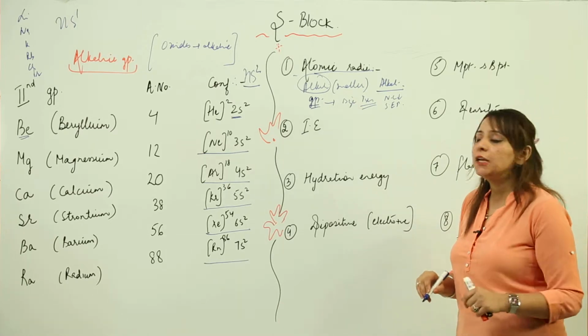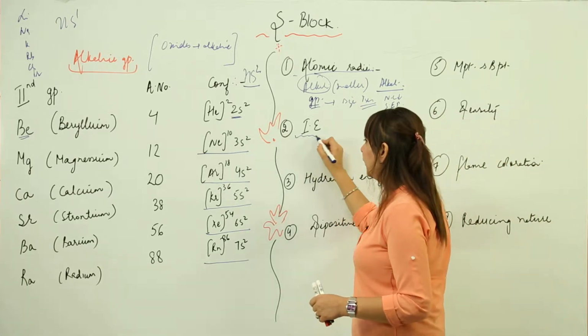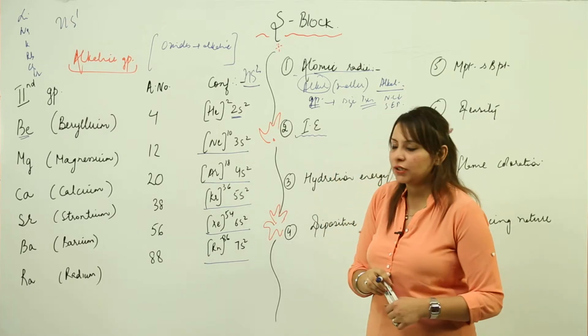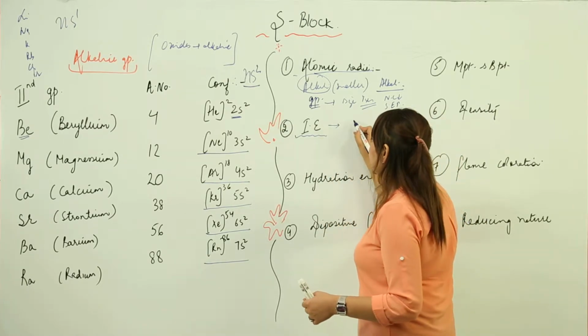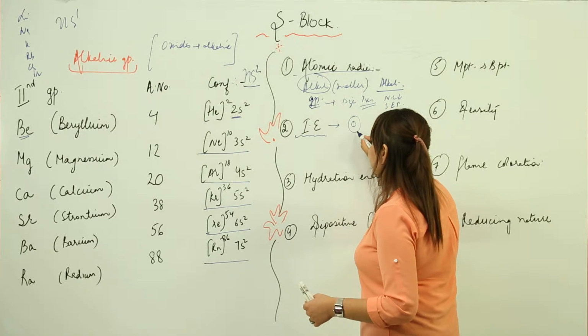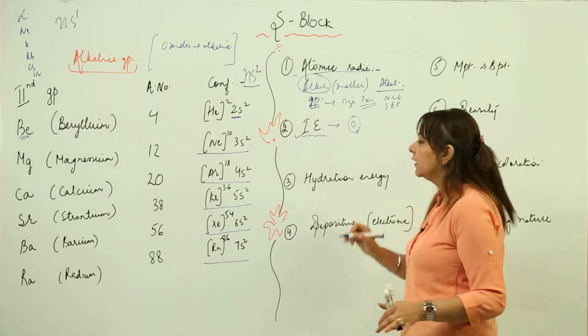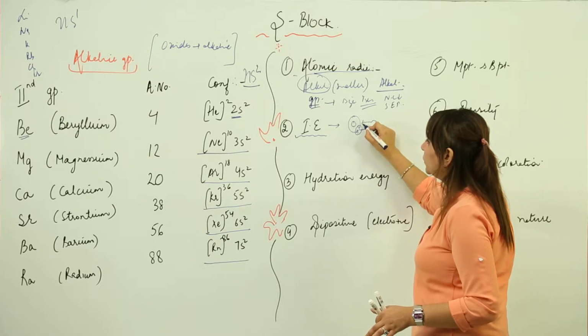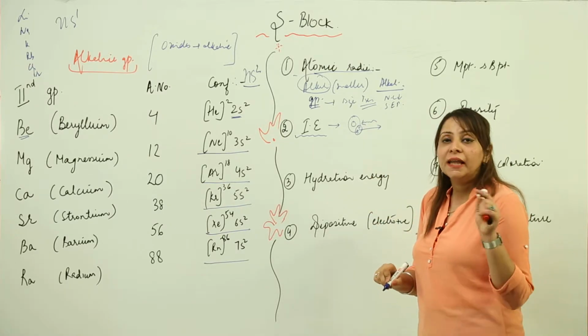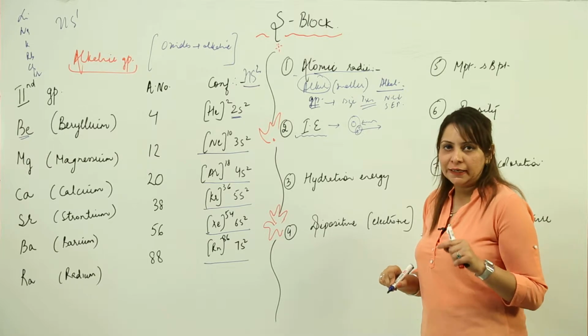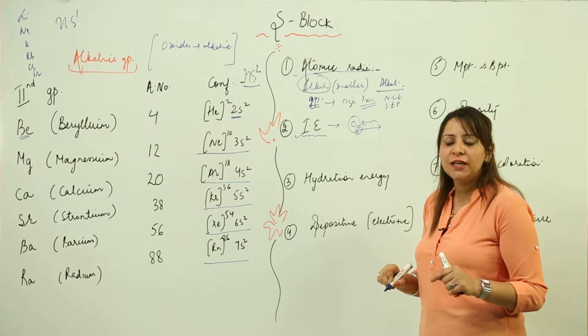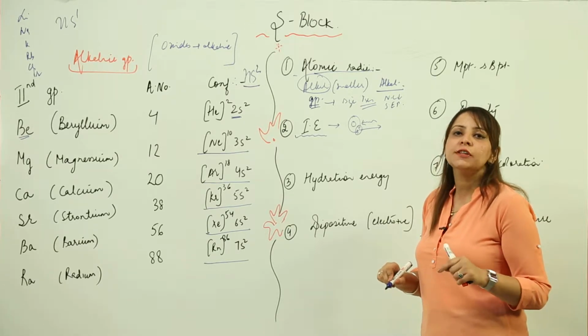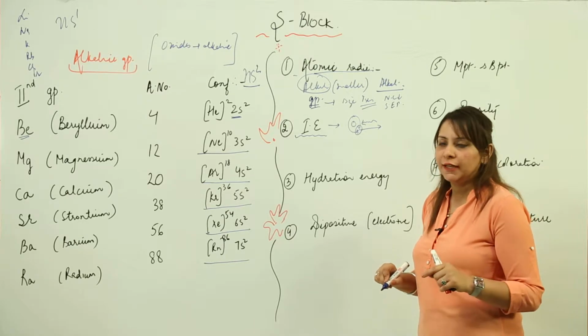Now coming to the second property, the most important property, that is the ionization energy. As you all know, suppose I have a nucleus, a shell and an electron in it. If I want to remove this electron, I have to supply a certain amount of energy, and that energy is called ionization energy, meaning the amount of energy required to remove the most loosely bound electron from the outermost shell of an atom.